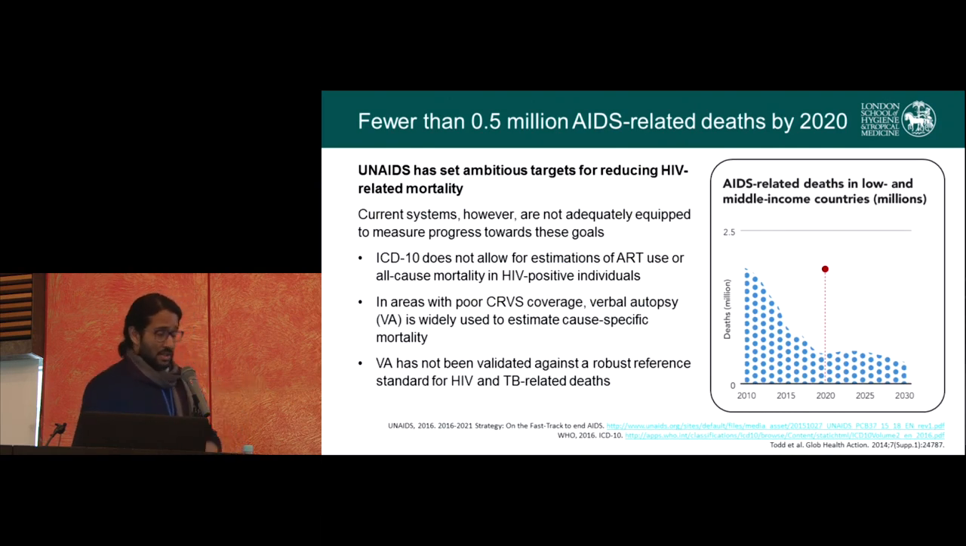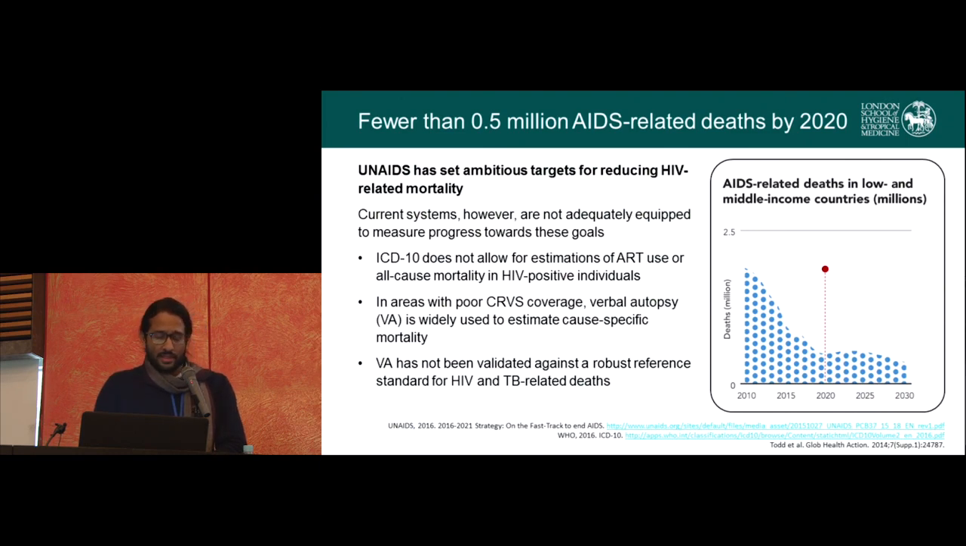So, sorry, I mentioned this a slide too early. UNAIDS targets are to reduce HIV-related deaths drastically in the next few years. And one of the interim targets is to have less than 500,000 deaths by 2020. We saw that we had 1 million deaths just last year, so that's quite a drastic reduction in the next 3 years or so.